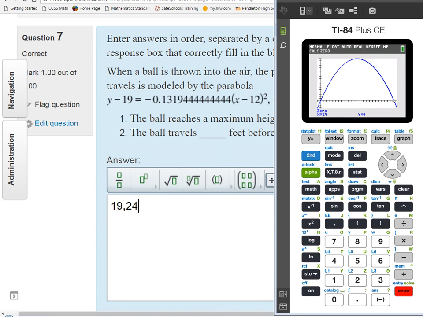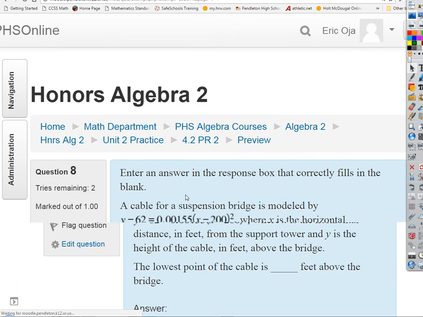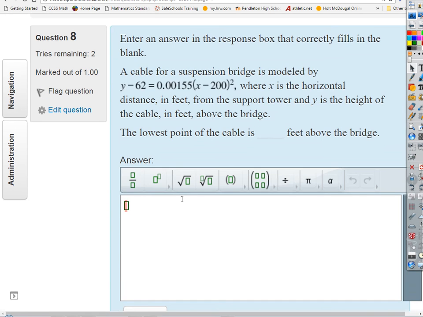Okay. Last one. Okay, so I'm going to let you do this one, but I'll help you draw the picture. So you can see here that if I put this into standard form, I'm going to get x minus 200 squared equals, I'm going to divide each side by this small decimal, and I'm going to get a big number times y minus 62, right?